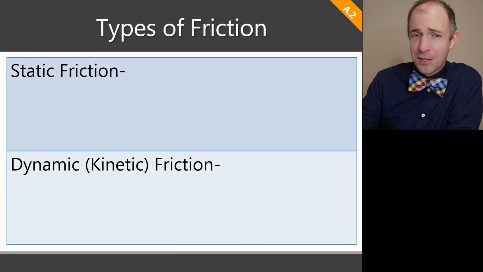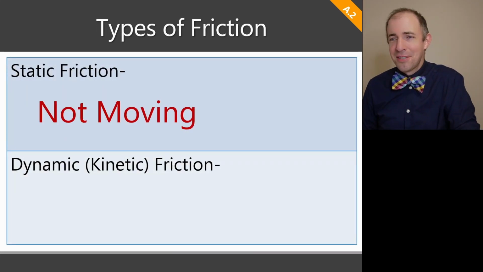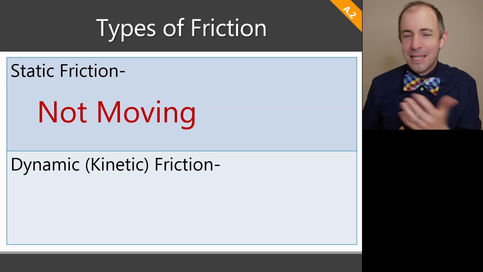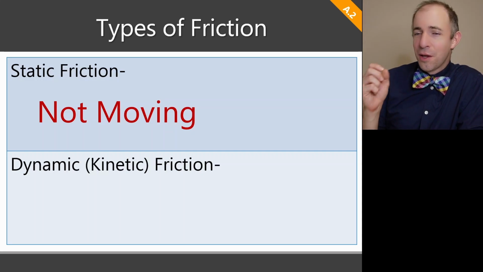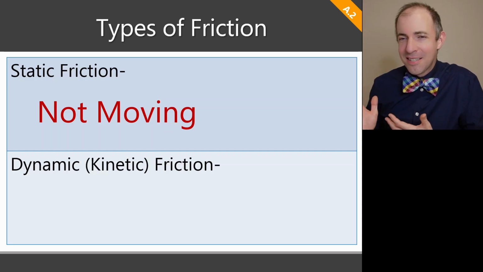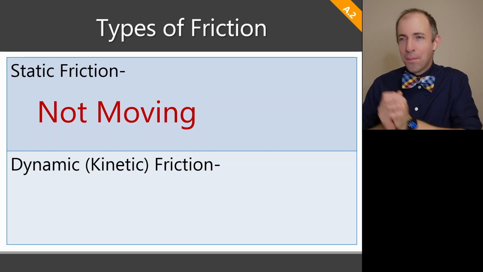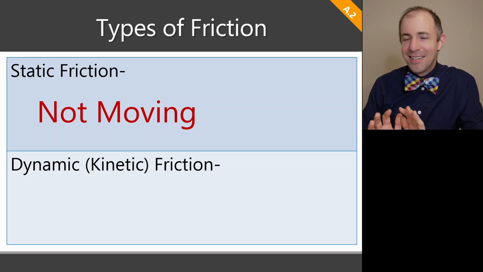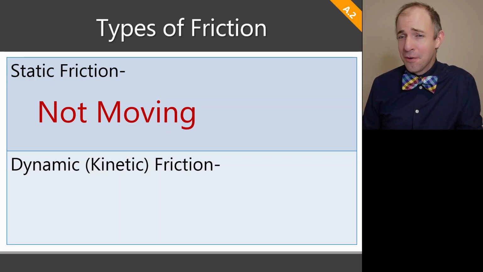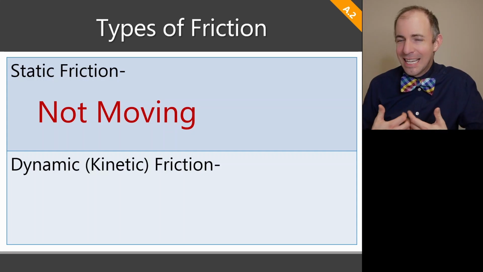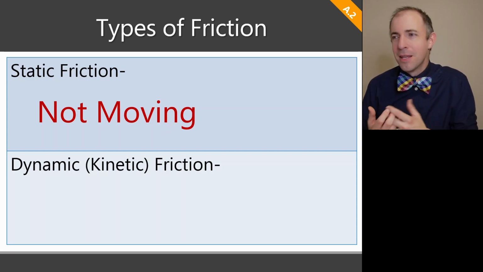There are two types of friction. Static friction is essentially not moving. That's what static means in the world of science. So this is friction before something has started to slide. If you push on something, chances are you need to get it to start moving. Say you're moving heavy furniture. It is hard to get it to go.